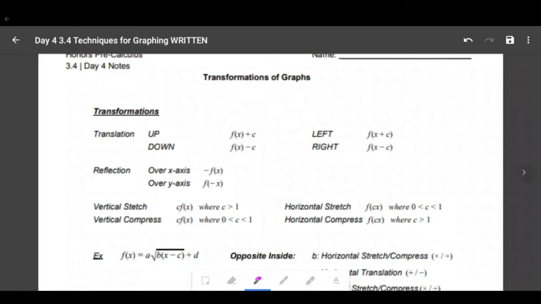We're looking at chapter 3, day 4. We're talking about transformations of graphs. Now, this should be something that you did in algebra class. Hopefully, this is a review, but let's get into it.